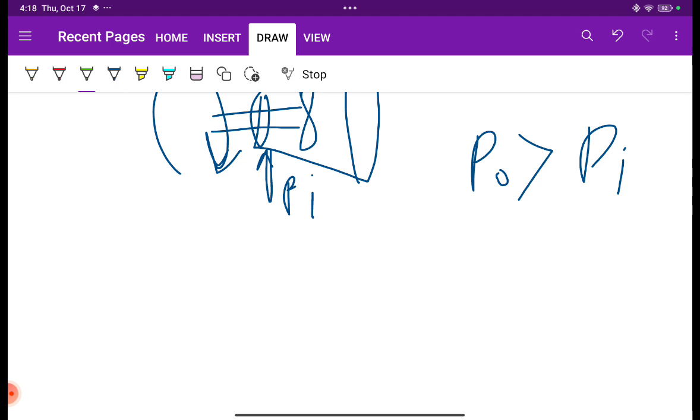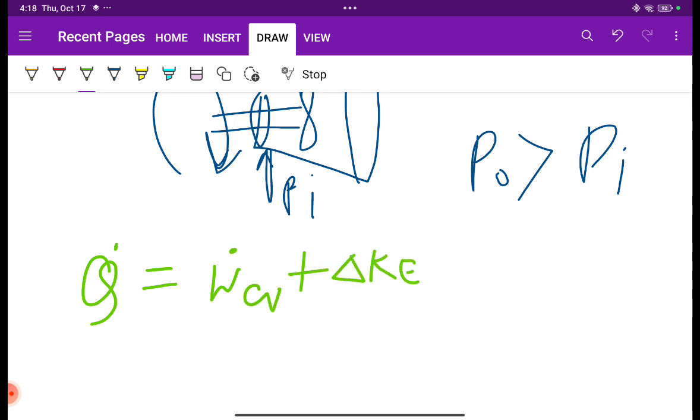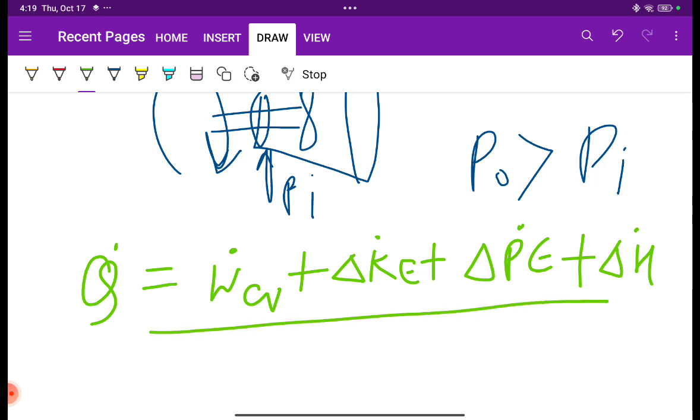The steady flow energy equation in this case will be: rate of heat interaction is equal to control volume work rate plus rate of change of kinetic energy plus rate of change of potential energy plus rate of change of enthalpy. And this is for the compressor.